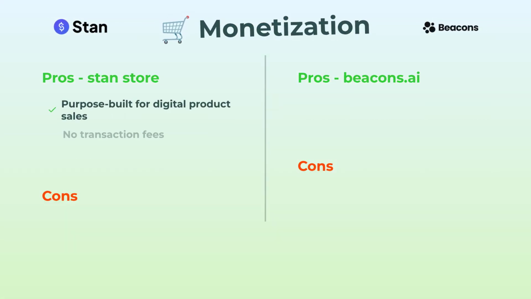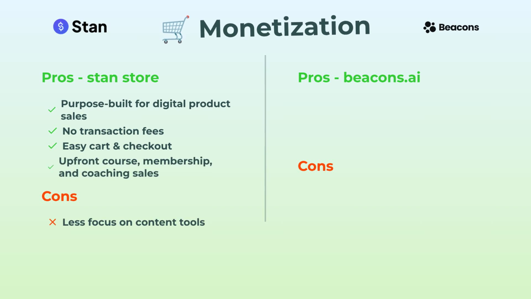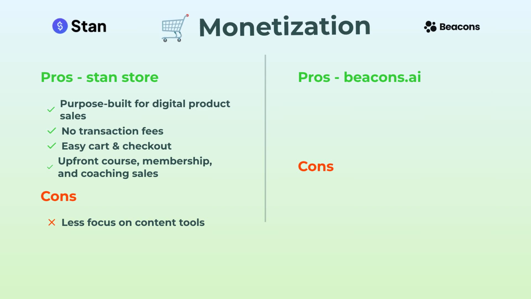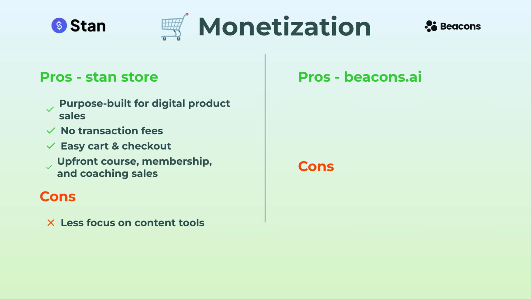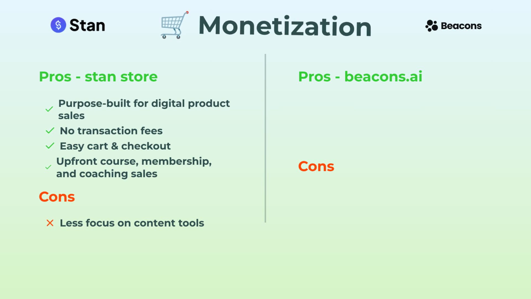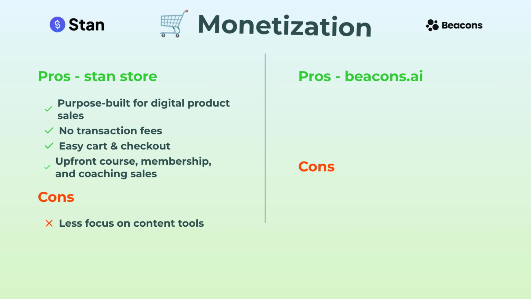Alright, let's get into the money stuff, monetization. Stan Store is basically built to help you sell digital products. Courses, coaching, memberships, you name it, you can sell it up front with zero transaction fees. The cart and checkout? Super easy. If you just want to make money with as little hassle as possible, Stan kinda nails it. The flip side, they're not trying to do a zillion content features.